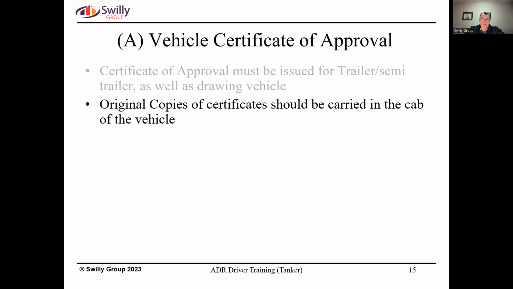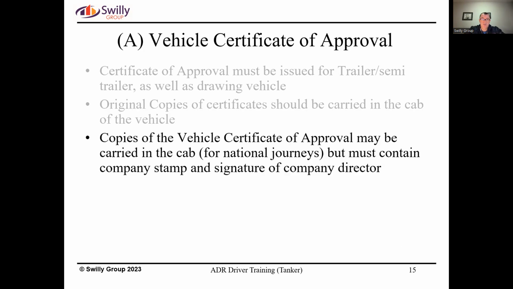Original copies of the certificate should be carried in the cab, and copies may be carried in the cab, but must contain a company stamp and a signature by the company director. That's a national exemption where they allow you to carry a copy of the vehicle certificate of approval, but it has to be stamped by the company and signed by a director. That's on top of page 10.